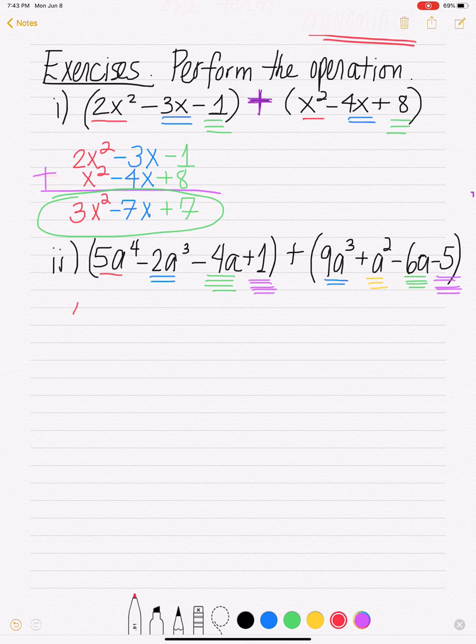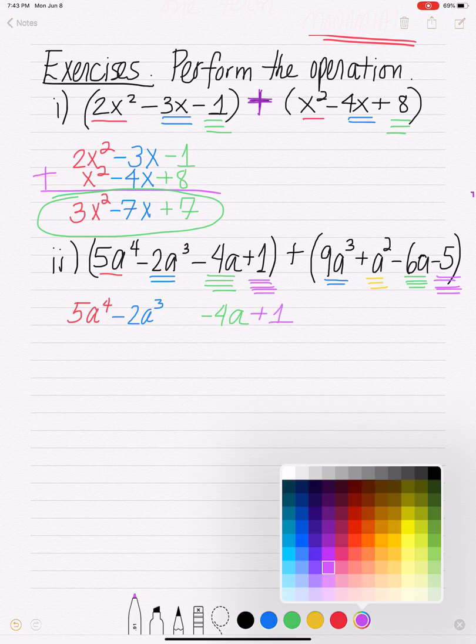I'm going to write 5a to the 4th, starting with the largest power. I'm going to go down to minus 2a cubed. That's the next largest power. Now notice we don't have a square term in the first polynomial. So we're going to skip over the square and leave a blank. And then I'm going to write a minus 4a for the a term, and for the constant I'm going to put a plus 1.